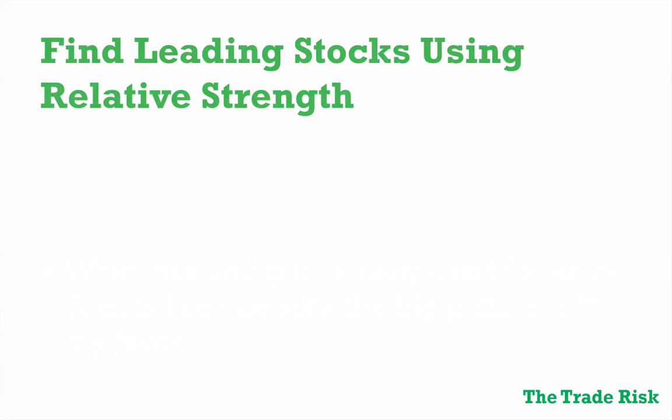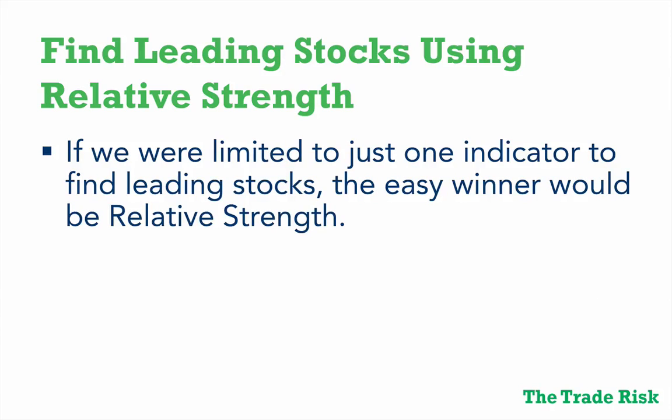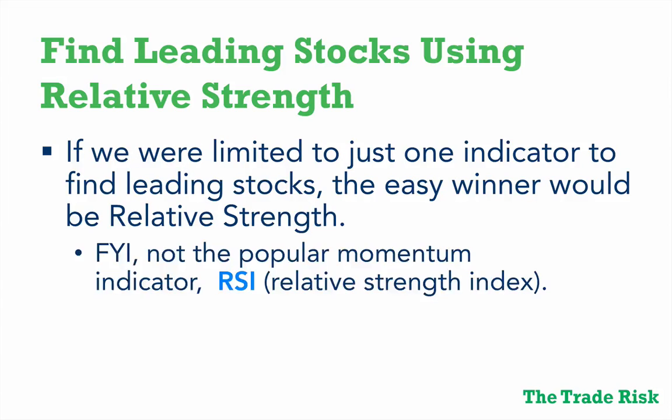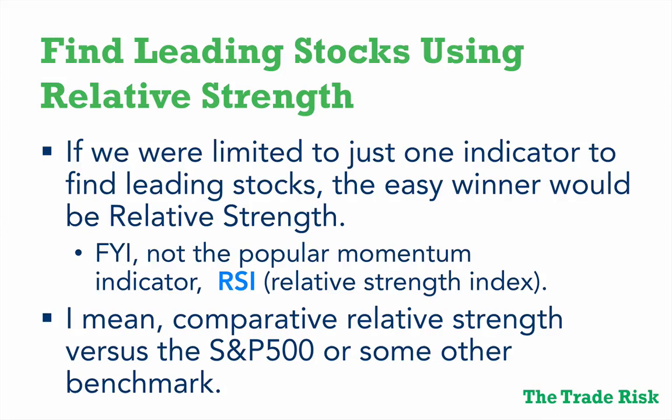So on to the next one here, find leading stocks using relative strength. If we were limited to just one indicator, finding leading stocks using relative strength would be the easy winner. And this is not RSI. This is not the momentum indicator that many traders put on their chart, the relative strength index. We're talking about comparative relative strength. Generally speaking, it's going to be versus the S&P 500, or you could choose whatever benchmark you prefer.